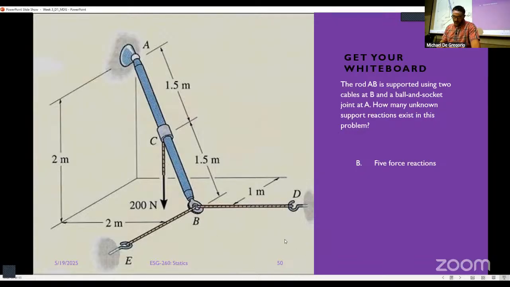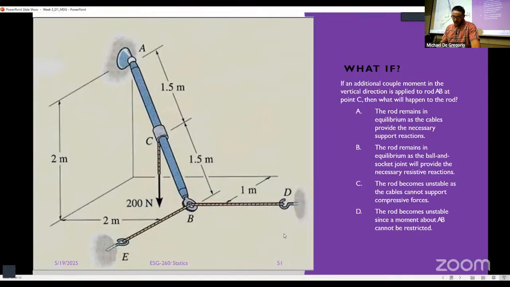Okay. Yep. Oh, sorry. There was another one. Yeah, it's D. In addition to a couple moment in the vertical direction, if an additional couple moment in the vertical direction is applied to rod AB at point C, then what will happen to the rod?